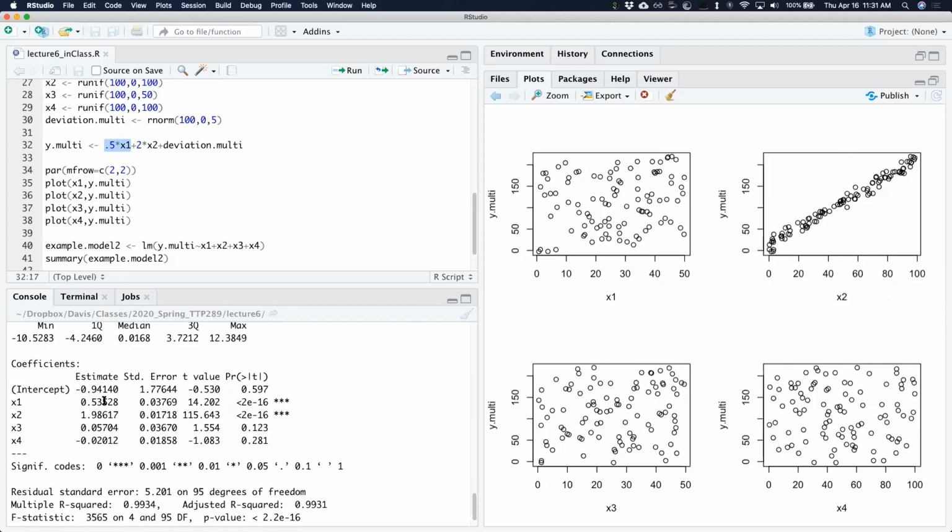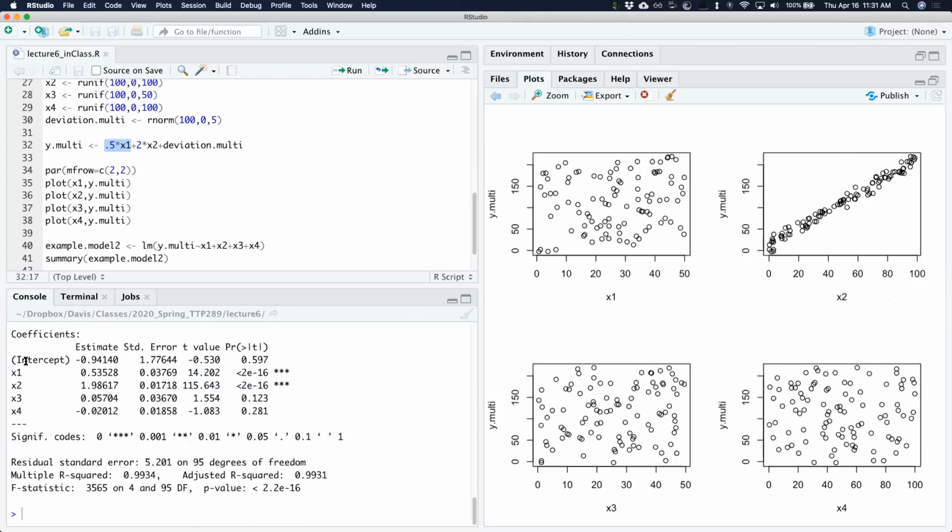So if we look at the results of our regression, the regression model is actually able to do a nice identification of the relationship, even if we couldn't see it visually. The math is there to figure it out. We know the true value of x2 is 2, and the estimate is 1.986, which is pretty darn close, and then x1 is 0.5.